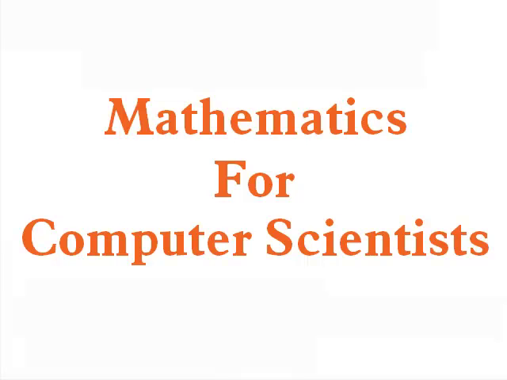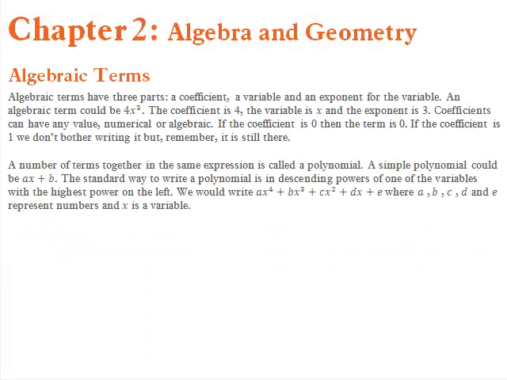Mathematics for Computer Scientists, Chapter 2. In Chapter 1 we saw that numbers have three parts to them. There's a sign, there's a magnitude, and there's an exponent. In exactly the same way, algebraic terms have three parts to them. There's a coefficient, a variable, and an exponent. If the coefficient or the exponent is 1, we generally don't bother writing it, but don't forget it's still there.